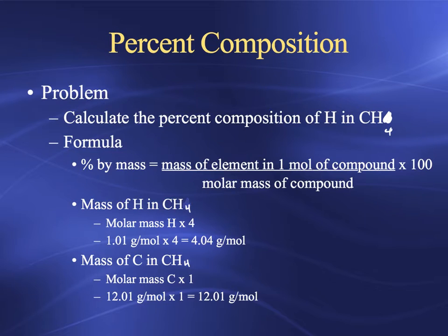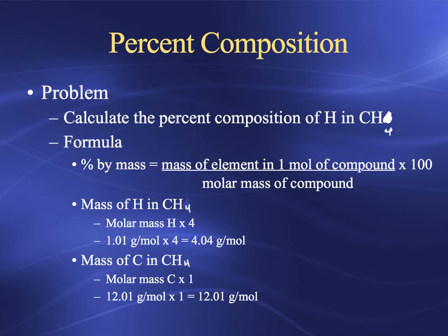Okay, the formula here for percent by mass was, before, just the mass of the element divided by the mass of the compound times 100. But now, the formula for percent composition is the mass of an element in 1 mole of the compound divided by the molar mass of the compound times 100. We'll do plenty of practice, so if you're not sure what this means yet, that's okay.